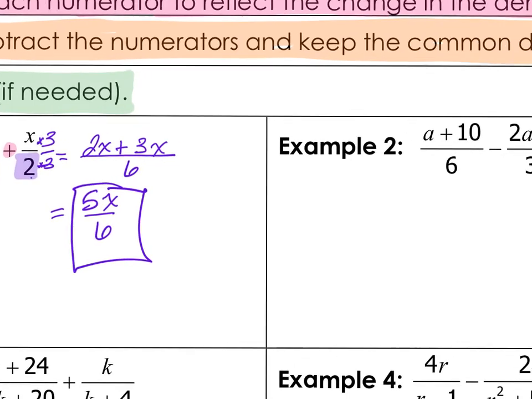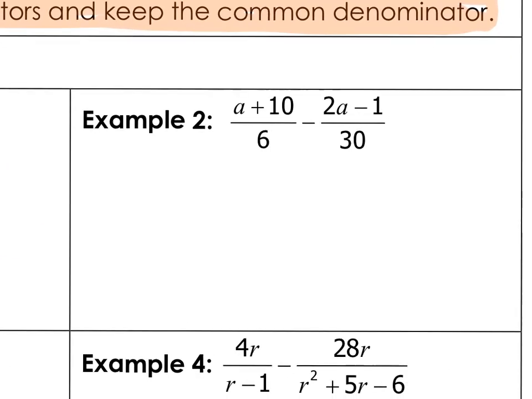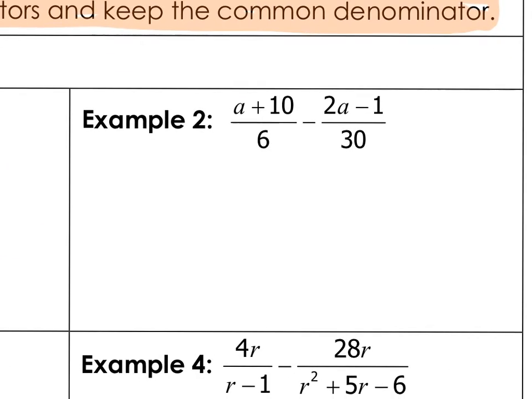Now we're going to move on to the next one. We're going to look at a few things first. What type of problem am I doing? It's a subtraction, so I'm subtracting this time. And what are my denominators? My denominators are 6 and 30. What number do both 6 and 30 go into? Well, 30. So my common denominator is going to be 30.